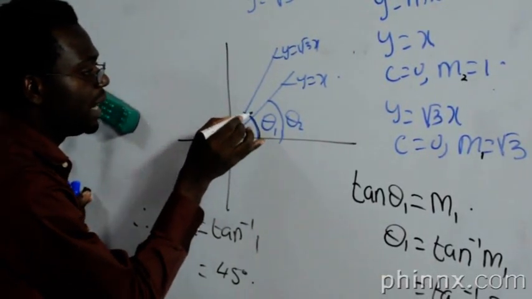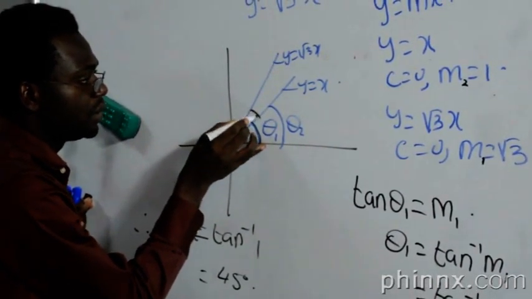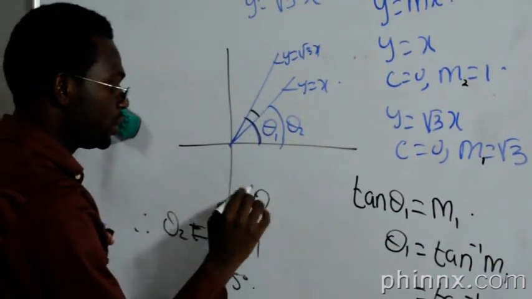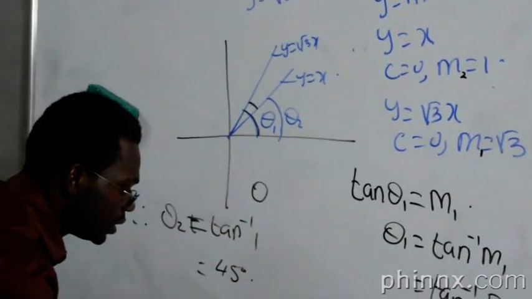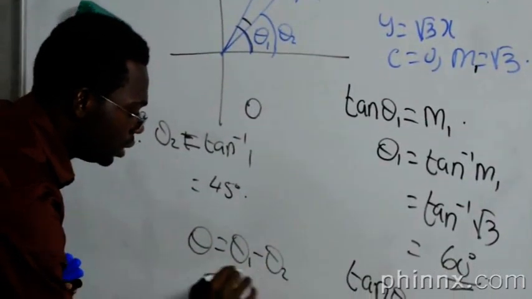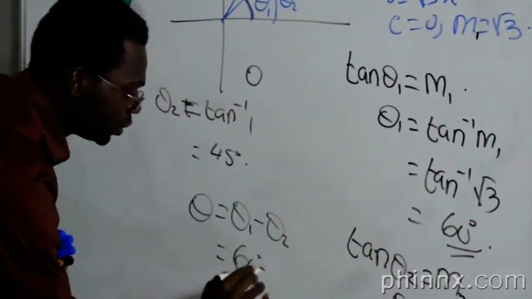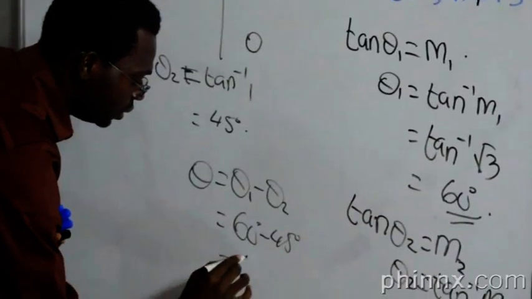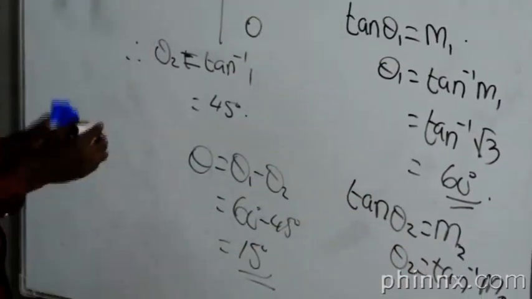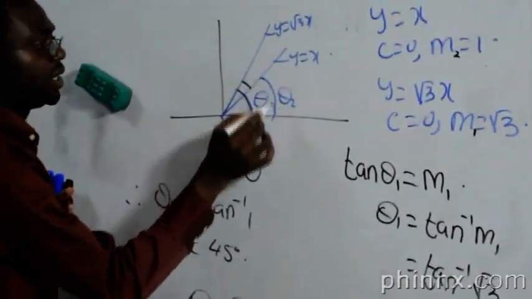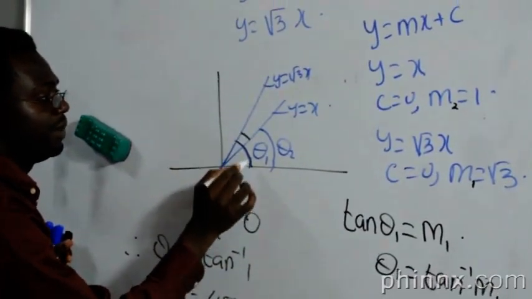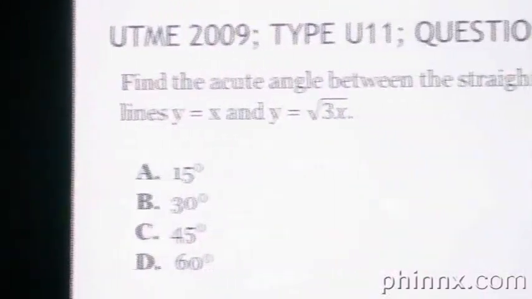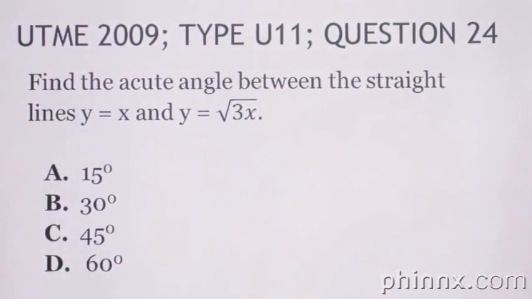So what is the angle between the two lines? It will be this angle here. Let's call it theta. Theta is equal to theta 1 minus theta 2, which is 60 degrees minus 45 degrees, giving us 15 degrees. From here to here is 60, from here to here is 45. So the acute angle between the straight lines y equals x and y equals root 3x is 15 degrees. That's option A as we have on the slide here.